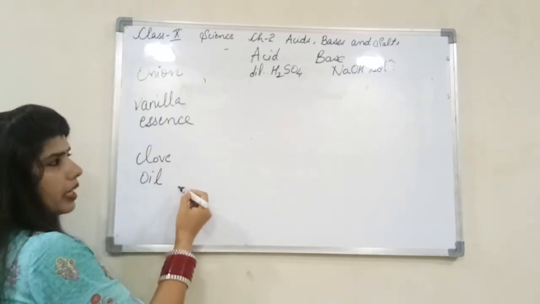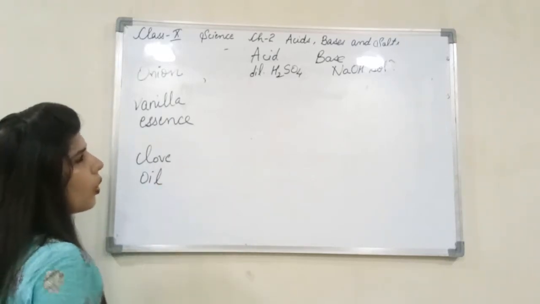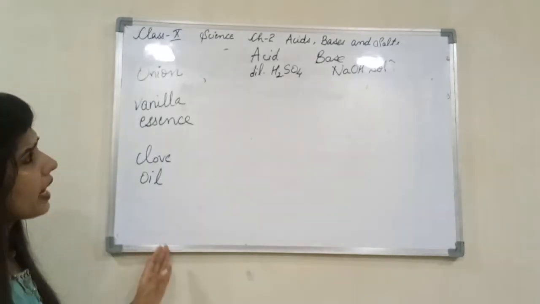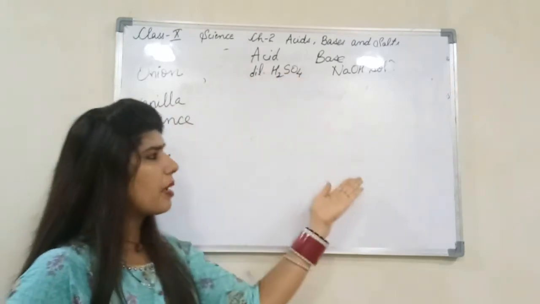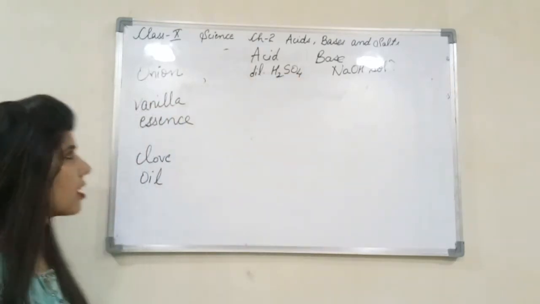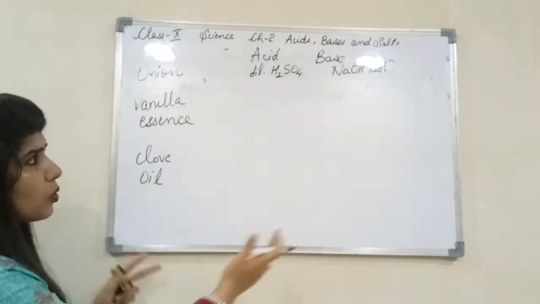जब हम क्लोव ऑयल यूज करेंगे, when you will use this clove oil, when you will add it to acid, the smell will remain same, the fragrance is same. In case of base, the fragrance again disappears. So the conclusion, this is the observation.